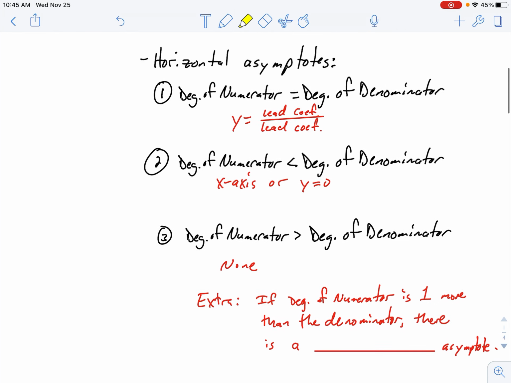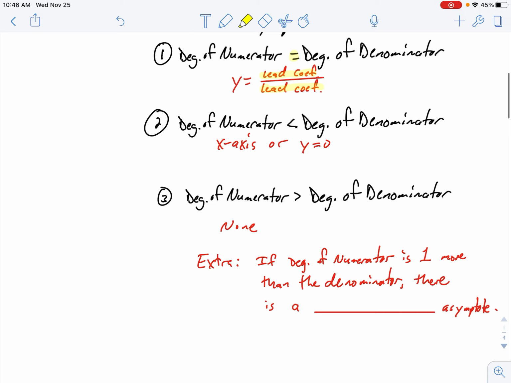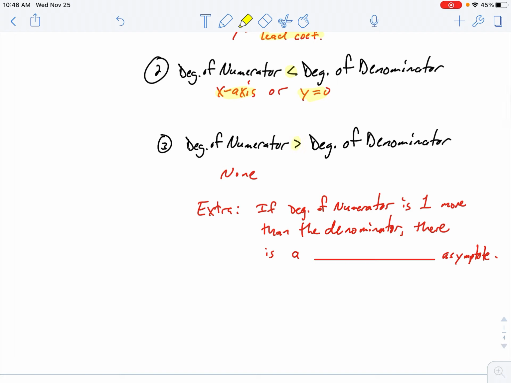For horizontal asymptotes, there were these three situations. The degree of the numerator and the denominator are equal. In that case, you make a fraction out of the lead coefficients, and that is a horizontal asymptote. Or the numerator is less than the denominator. In that case, y equals 0, or the x-axis, is the horizontal asymptote. The third scenario is the top is greater than the bottom, and in that case, there is no horizontal asymptote.